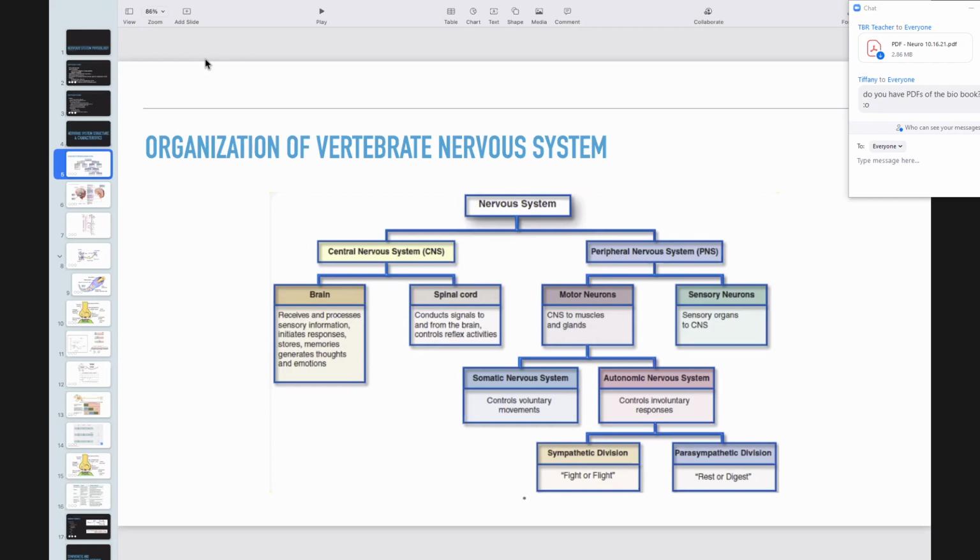Do I have PDFs of the bio book? I do not have PDFs of the bio book, unfortunately. I just have PDFs of the slides, and that's, I think, all you need for today, especially if this section was 60 pages long.